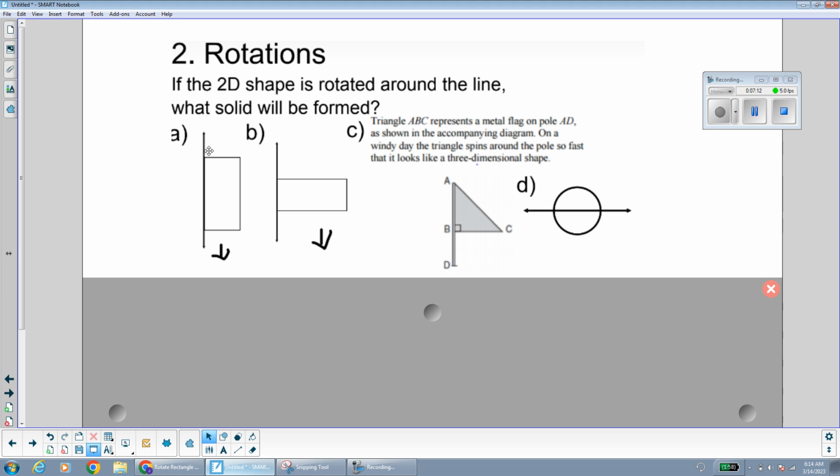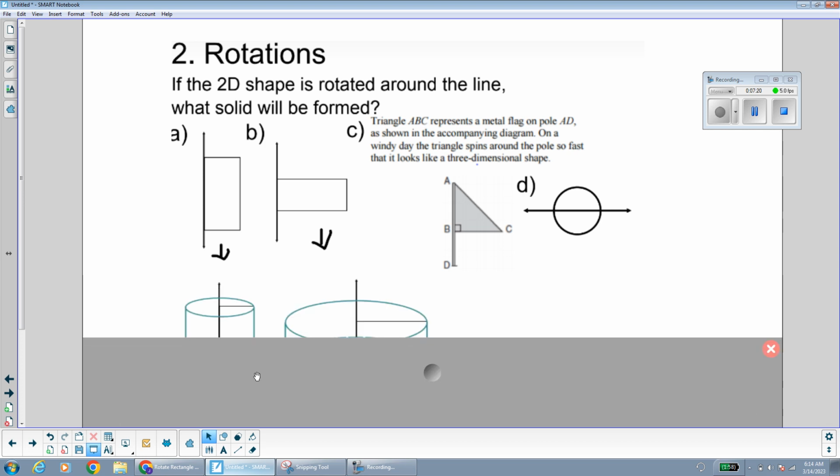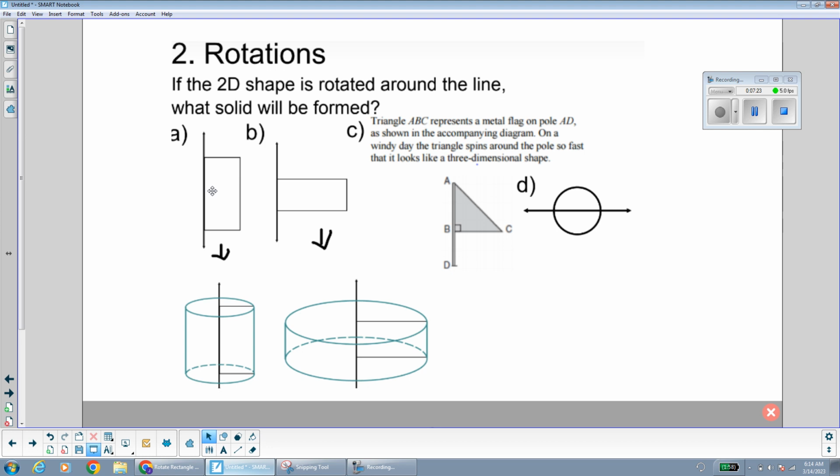So for A and B, since we're making 3D solids from rectangles, we know that they're going to end up being cylinders. They're just going to be cylinders facing different directions because the rectangles that we're starting with are facing different directions. This one's standing up, this one's horizontal. So when we rotate it, we get this kind of cylinder. And when we rotate it this way, we get a wider cylinder.